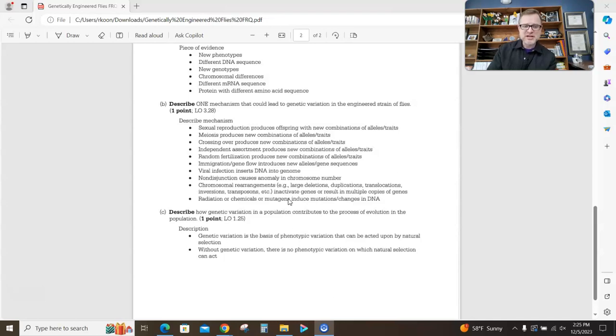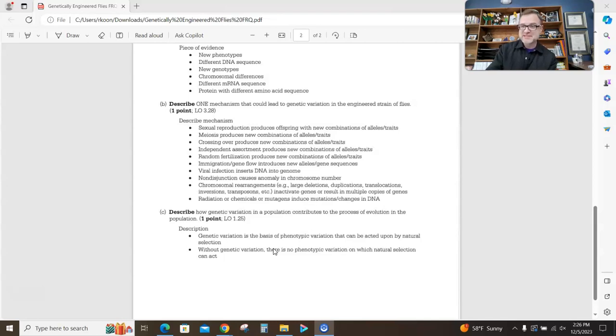Part C, describe how genetic variation in a population contributes to the process of evolution. So natural selection acts upon variation. If everything is the same, there's nothing to select for or to select against. There's no way to measure differences in fitness if everything is the same. So what variation does is contributes variation phenotypically to the population. So look what they took. Genetic variation is the basis of phenotypic variation that selection can act upon. Or you can say, conversely, without variation genetically, there's no variation phenotypically.